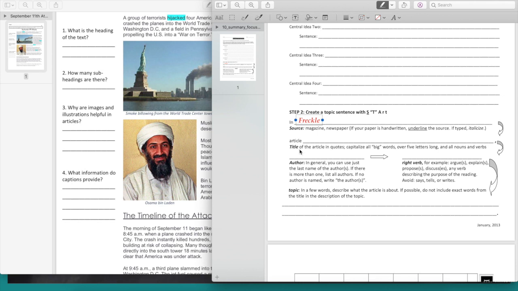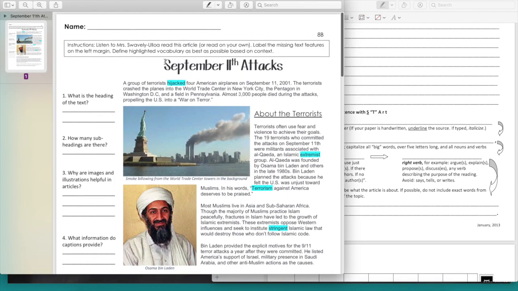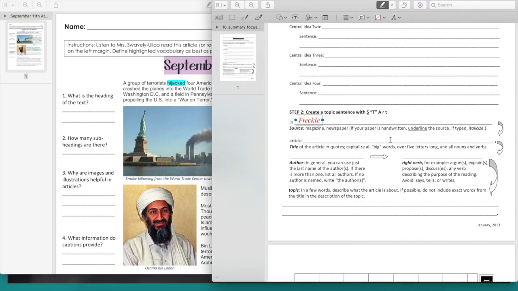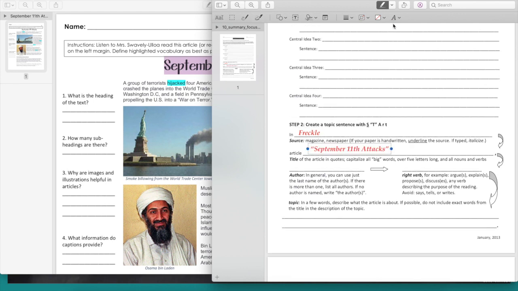article, so the title of the article goes here in quotes. You're going to capitalize all big words over 5 letters long, and all nouns and verbs. So this is our title, September 11th attacks. So I'm going to type it exactly as I see it here, in quotes. And put that there, and this does not get italicized, so I'm going to go ahead and change that and highlight that. There we go.